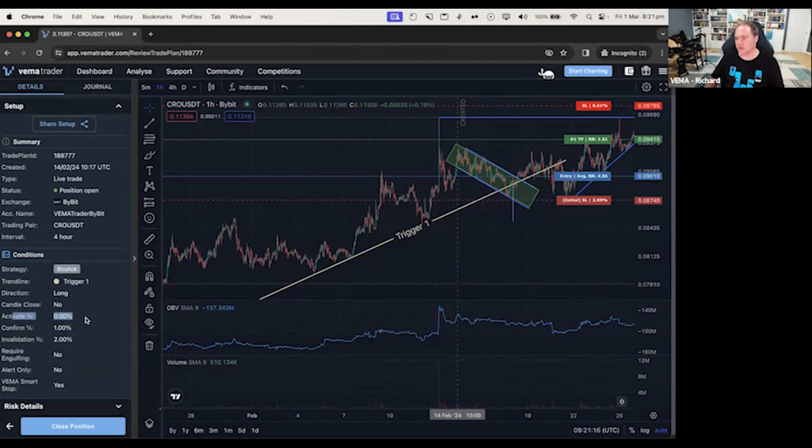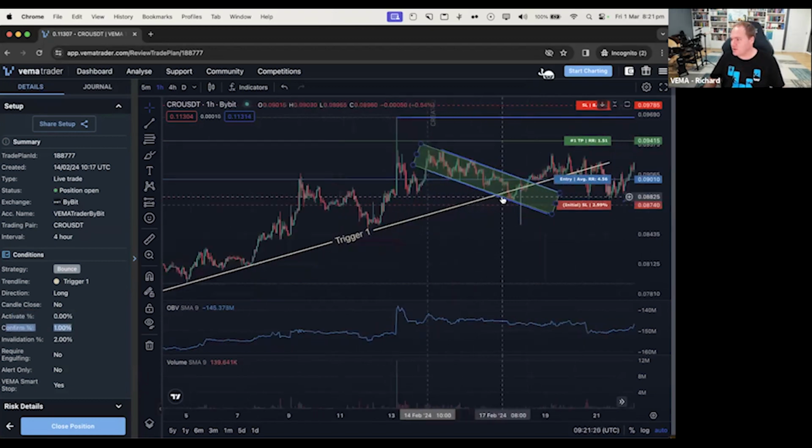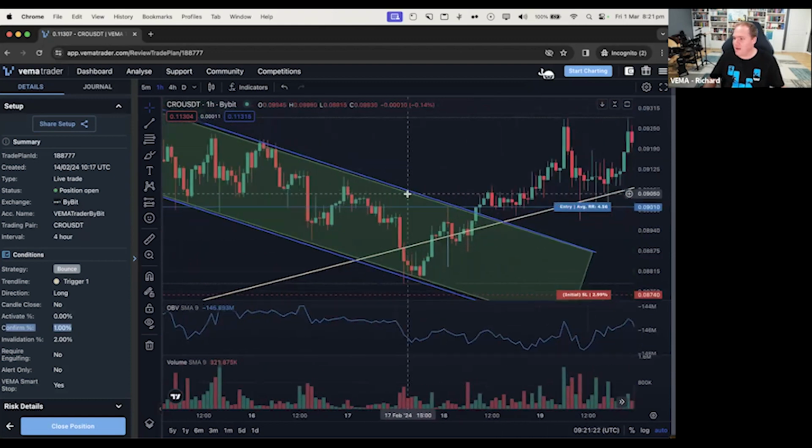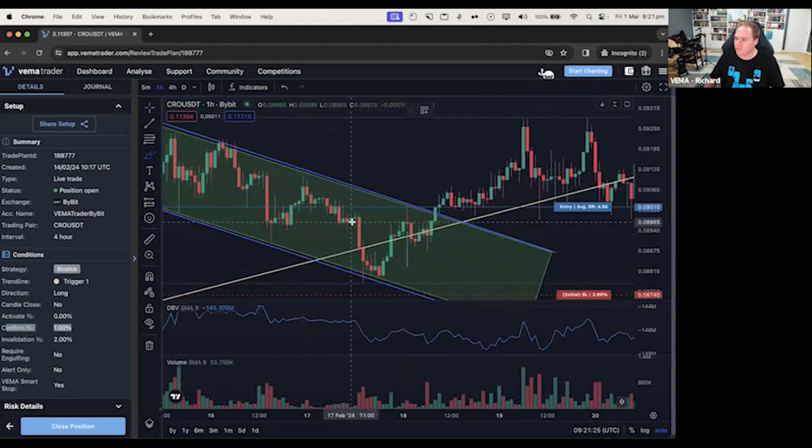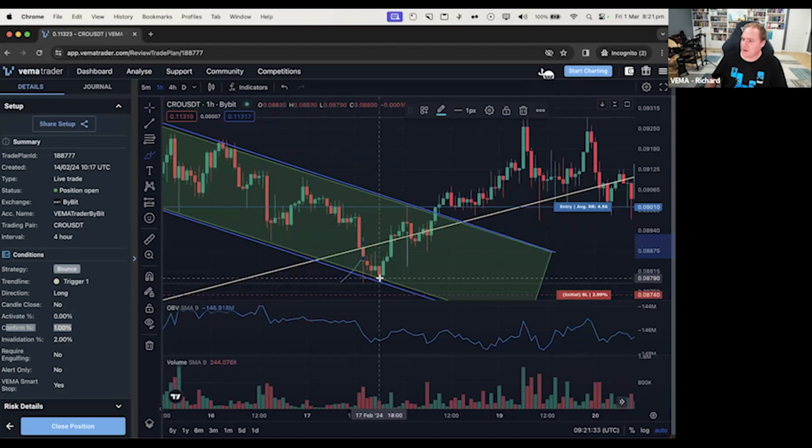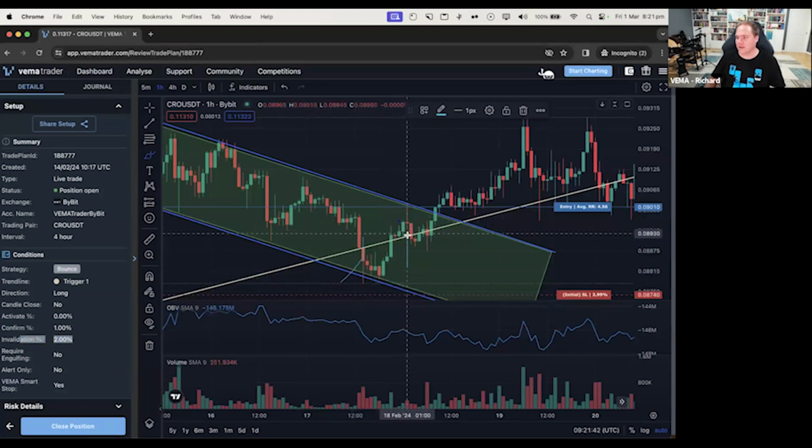It must touch the trigger, but the confirmation is 1% above it. And if we look here, what did that do? Without a distance to confirm, the entry would have been on this red candle here, because this is when it touched the trigger right there. But then it went down and my invalidation was 2%. So it had to go 2% below the trigger. It didn't go 2%. It turned around and came back up again. And this is where it actually went 1% above the trigger. And so that got me into the trade.